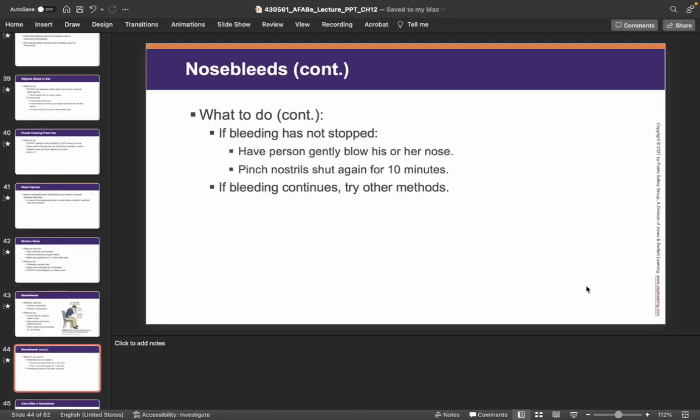If you keep checking it every 2 seconds, it's not going to stop bleeding. If the bleeding doesn't stop, you can have the person gently blow his or her nose. In my experience with nosebleeds, when you get a heavy clot and you're able to get the clot out, a lot of times it will stop. Once you've had them blow their nose gently, then close it off again for 10 minutes. And again, if bleeding continues, you can try other methods.